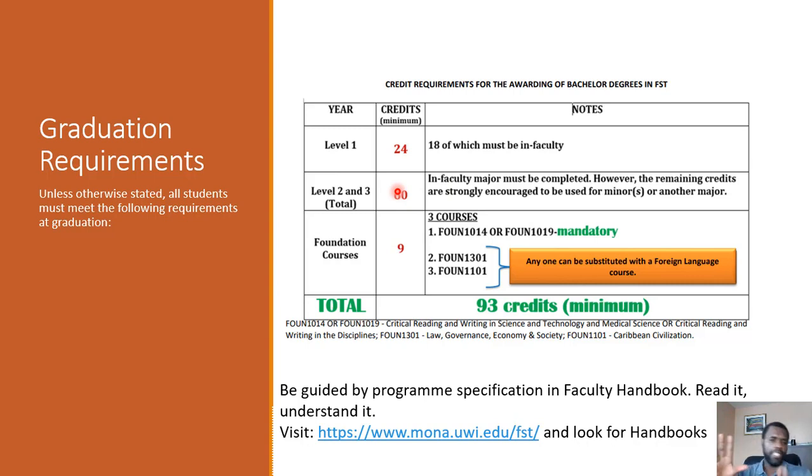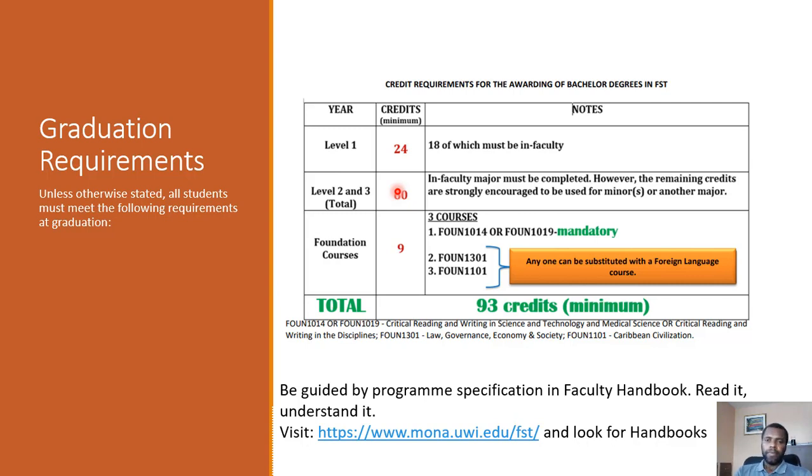Generally, this is unless otherwise stated, and the otherwise is for the Software Engineering Mobile Application Technologies program. You should be guided by the program specification in the handbook. That is actually what takes precedence. Read it, understand it, and you can visit the FST homepage to get access to the handbook.